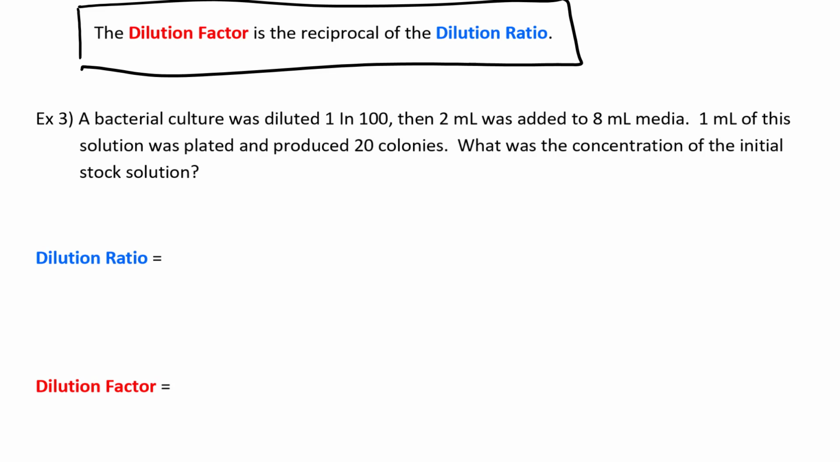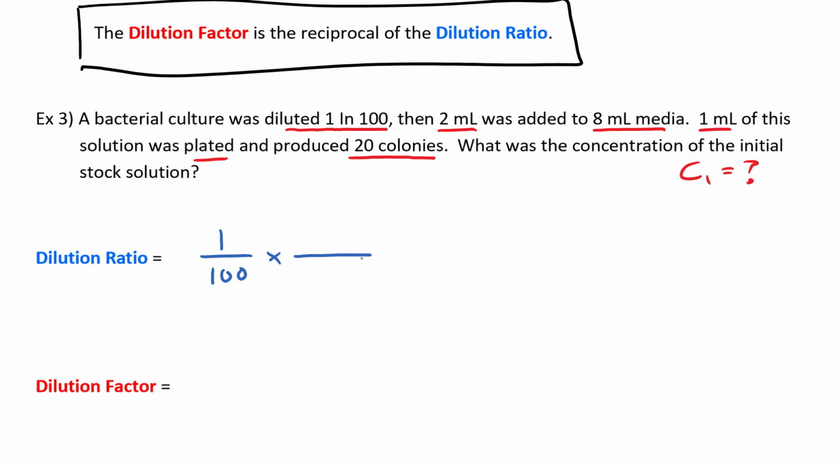So here we took a bacterial culture. We started by diluting it 1 in 100. We took 2 mils of that and added 8 mils of media. 1 mil of this dilution was plated and it produced colonies. The question is what is your initial concentration of your stock solution? So let's look at dilution ratio and dilution factors. So my dilution ratio, starting with a 1 in 100 dilution.